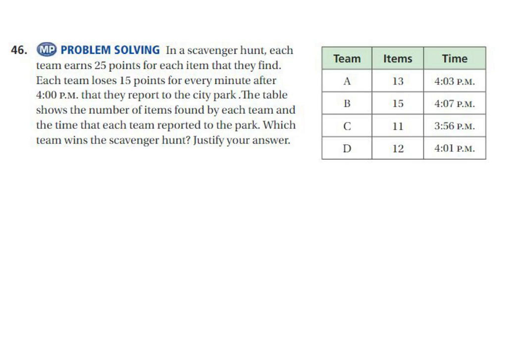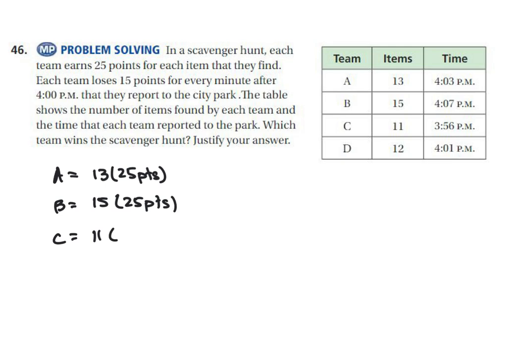All right, so first of all, what do we know? Each team earns 25 points for each item they find. So Team A found 13 items times 25 points. Team B had 15 items times 25 points. Team C had 11 items times 25 points. And Team D had 12 items times 25 points.